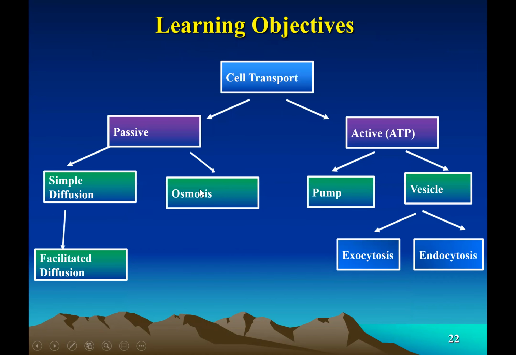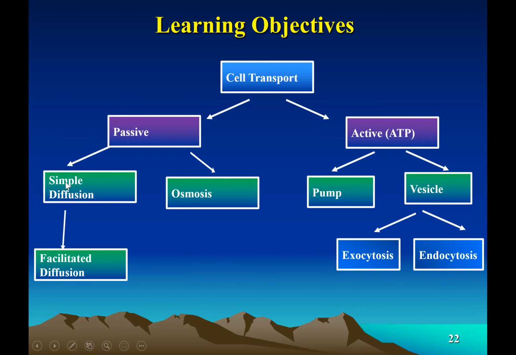So here's a quick flow chart. The main focus will be how molecules move across the membrane. Sometimes it's passive, which means it doesn't require energy. And sometimes it's active, which means it requires energy. Under passive, we have two basic kinds. It can either be through diffusion, called simple diffusion, or a process called osmosis.